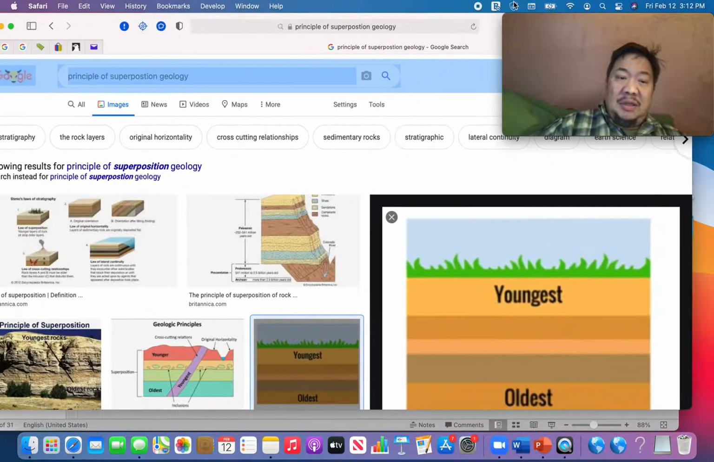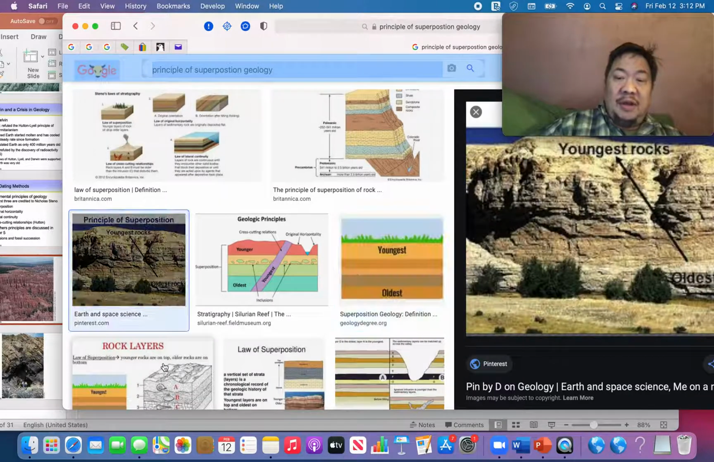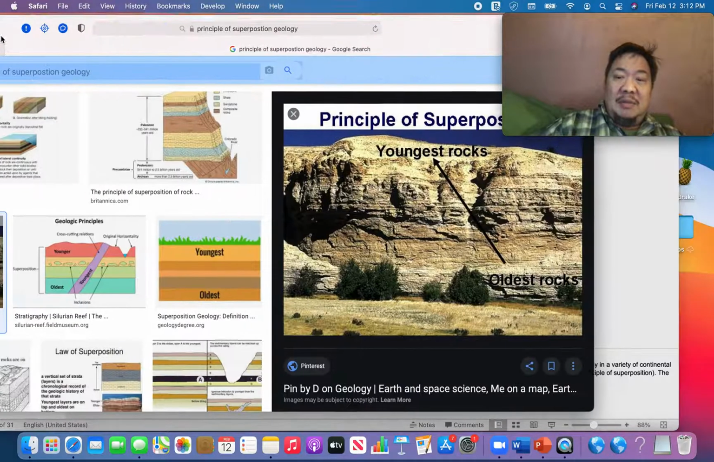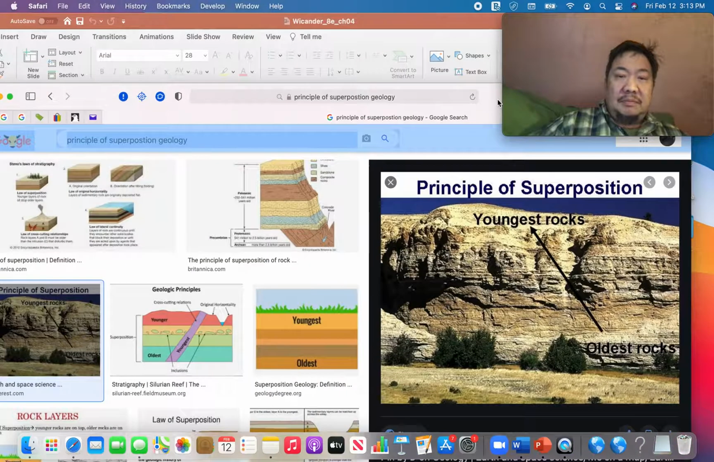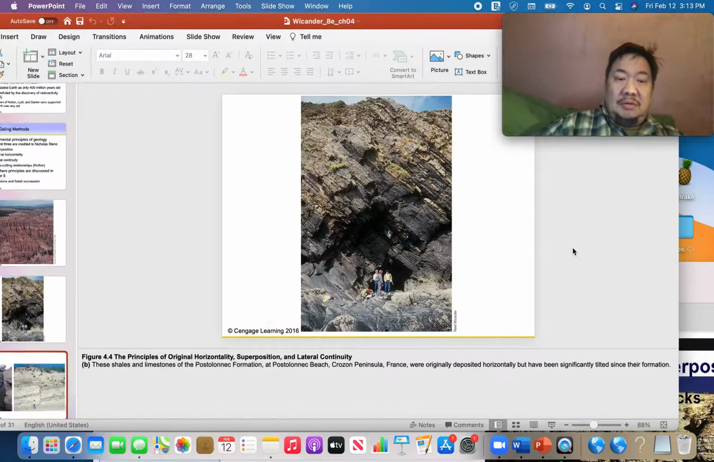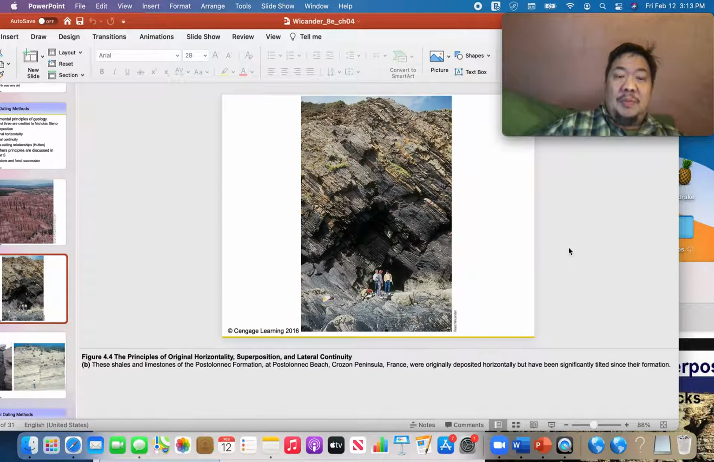Now, let's take a look at another situation here. Here's some actual rocks. The sedimentary beds on the bottom, let's say this is a limestone. This limestone bed would be the oldest. And this sandstone bed on the top would be the youngest. So this bed's the oldest, second oldest, third oldest, and the youngest. Second principle we need to learn about is called the principle of superposition.